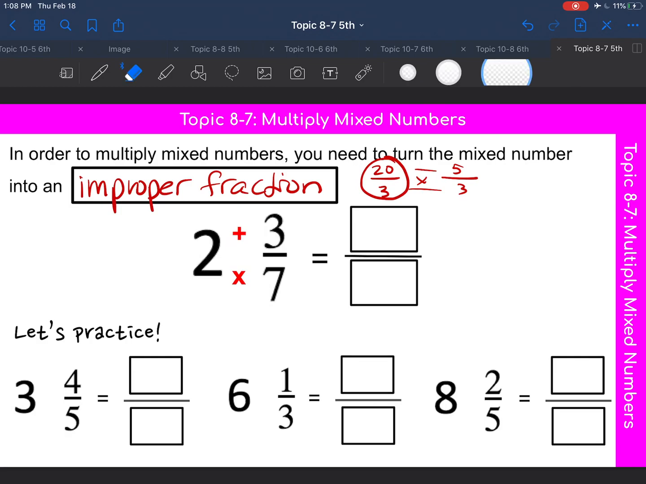When you keep the mixed number, it gets a little bit more confusing. So just keep that in mind. Whenever you multiply mixed numbers, always change them to improper fractions first. So I'm going to go over the method on how to change a mixed number to an improper fraction.